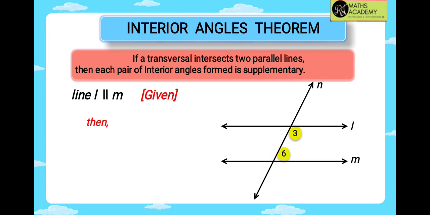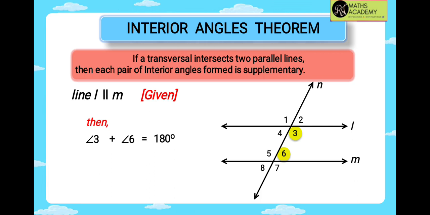Let's understand. To understand, just keep in mind that whatever angles are forming between these two lines will be interior angles, that is, inside. So the first interior pair is angle 3 and angle 6. These two will be supplementary, which is nothing but 180 degrees. So angle 3 plus angle 6 equals 180 degrees. It is a supplementary angle.